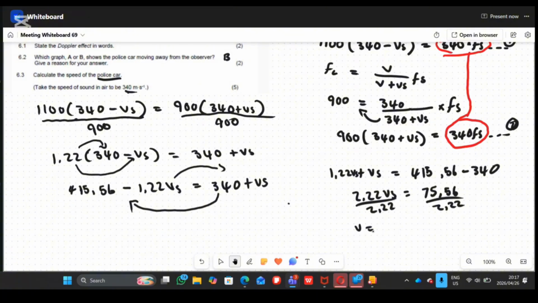What is the answer for Vs? I got 34,04 meter per second. That is your velocity of the sound source.